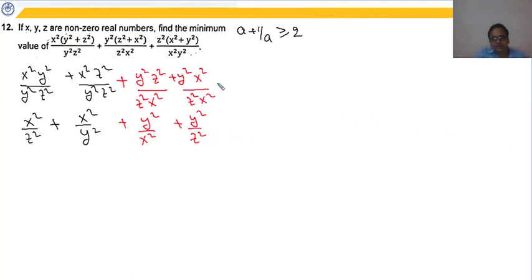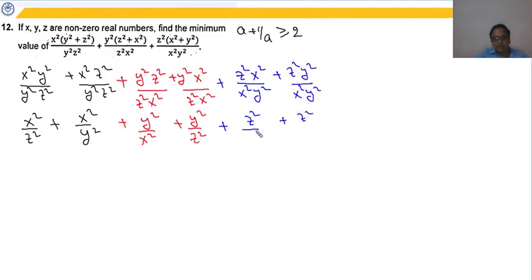So if we understood the pattern, we can write the next term also. Let's simplify this: z square x square plus z square y square upon x square y square upon x square y square. Z square was outside, it remains in the numerator in both the terms, and in the denominator x square cancels out. In this case it's y square, and in this case y square cancels out, it's x square. So we simplify one term and observe the pattern and write the remaining terms. Now we club the terms.